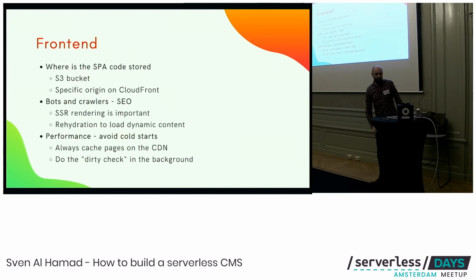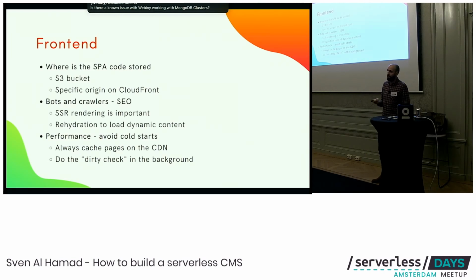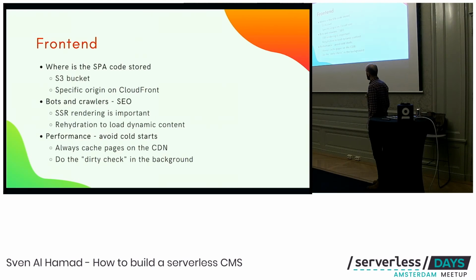As a quick summary of the things to think about when it comes to coding a serverless CMS, in terms of the front end, you should use an S3 bucket. That is, I think, the best location to store your static assets. And make sure you don't use a Lambda to serve those assets, but use a specific origin on CloudFront, which is the CDN. For bots and crawlers, server-side rendering is really important. This might be JavaScript specific, but today is a world of JavaScript when it comes to web, I would say.